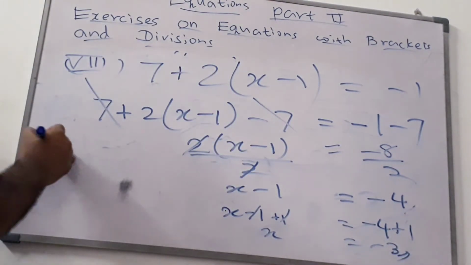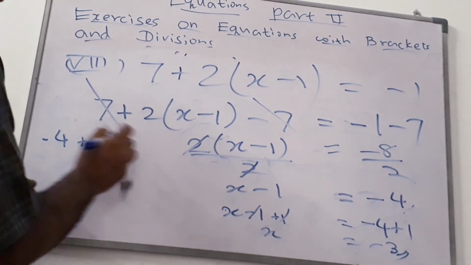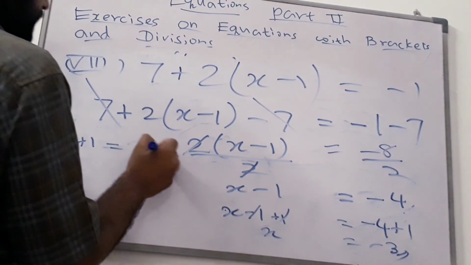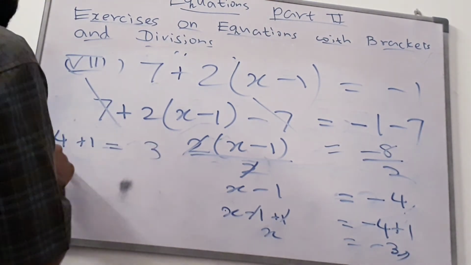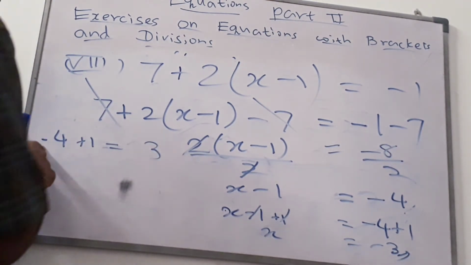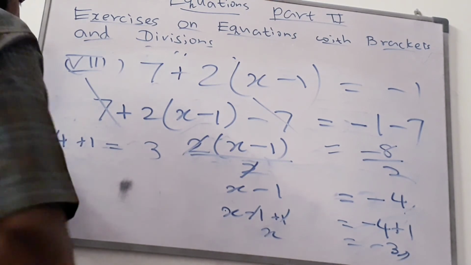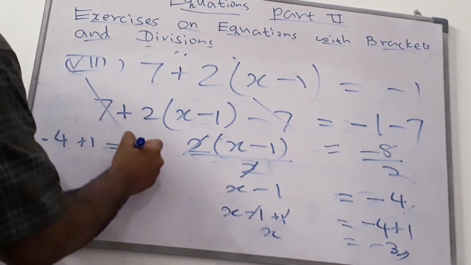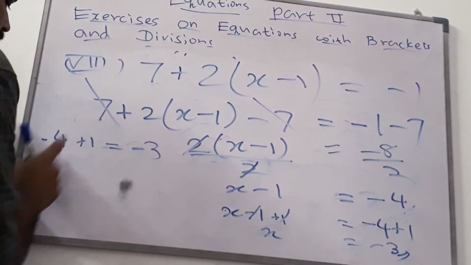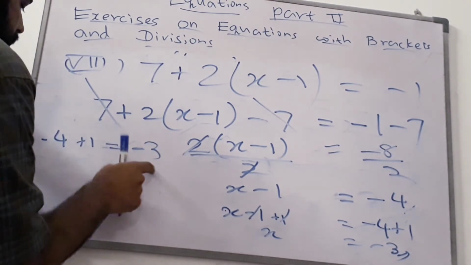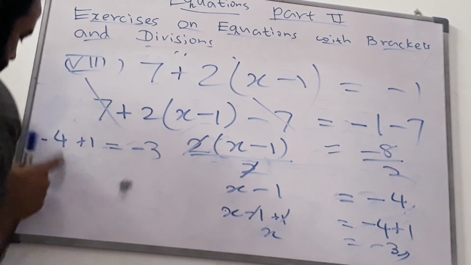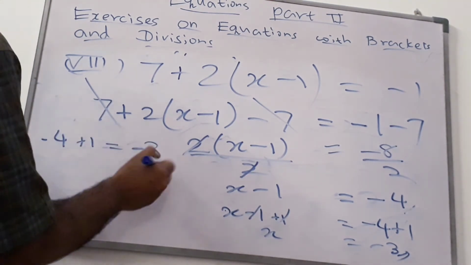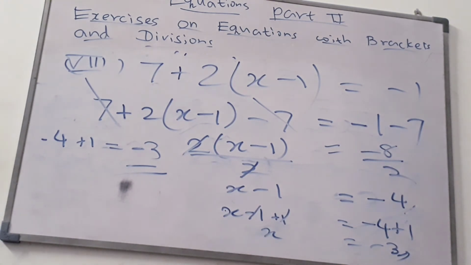Okay, minus 4 and plus 1. This is the difference. 1 is minus, 1 is plus. So the difference means 3, and the bigger value is minus, so this should be minus. 4 is greater than 1, so the sign in front of the bigger value is minus, so it should be minus 3.